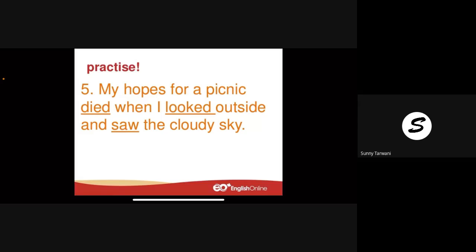My hopes for a picnic died when I looked outside and saw the cloudy sky. Let me see who gets all three correct: intransitive, transitive, and transitive. Two times transitive and one time intransitive verb. In sequence, tell me the verbs. For example, first is intransitive verb, second is transitive verb, third is also transitive verb.